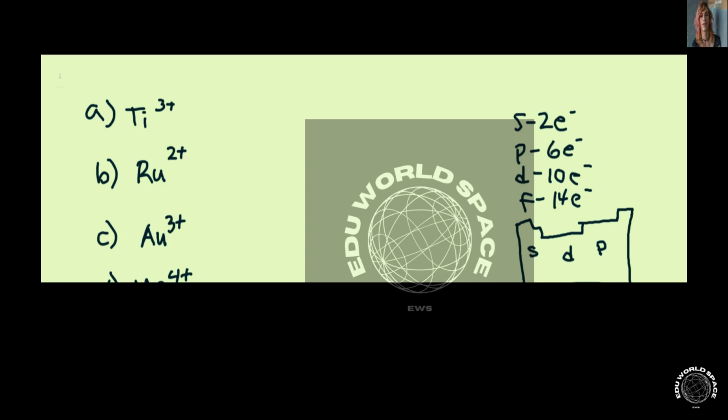So looking at titanium on the periodic table, we find that the noble gas prior to titanium is argon. So we're going to start there. And then titanium 3+ is going to be left with 1 electron in the 3d orbital, because you're going to have 2 electrons coming out of the 4s and then 1 coming out of that 3d. So we're going to be left with 3d1.